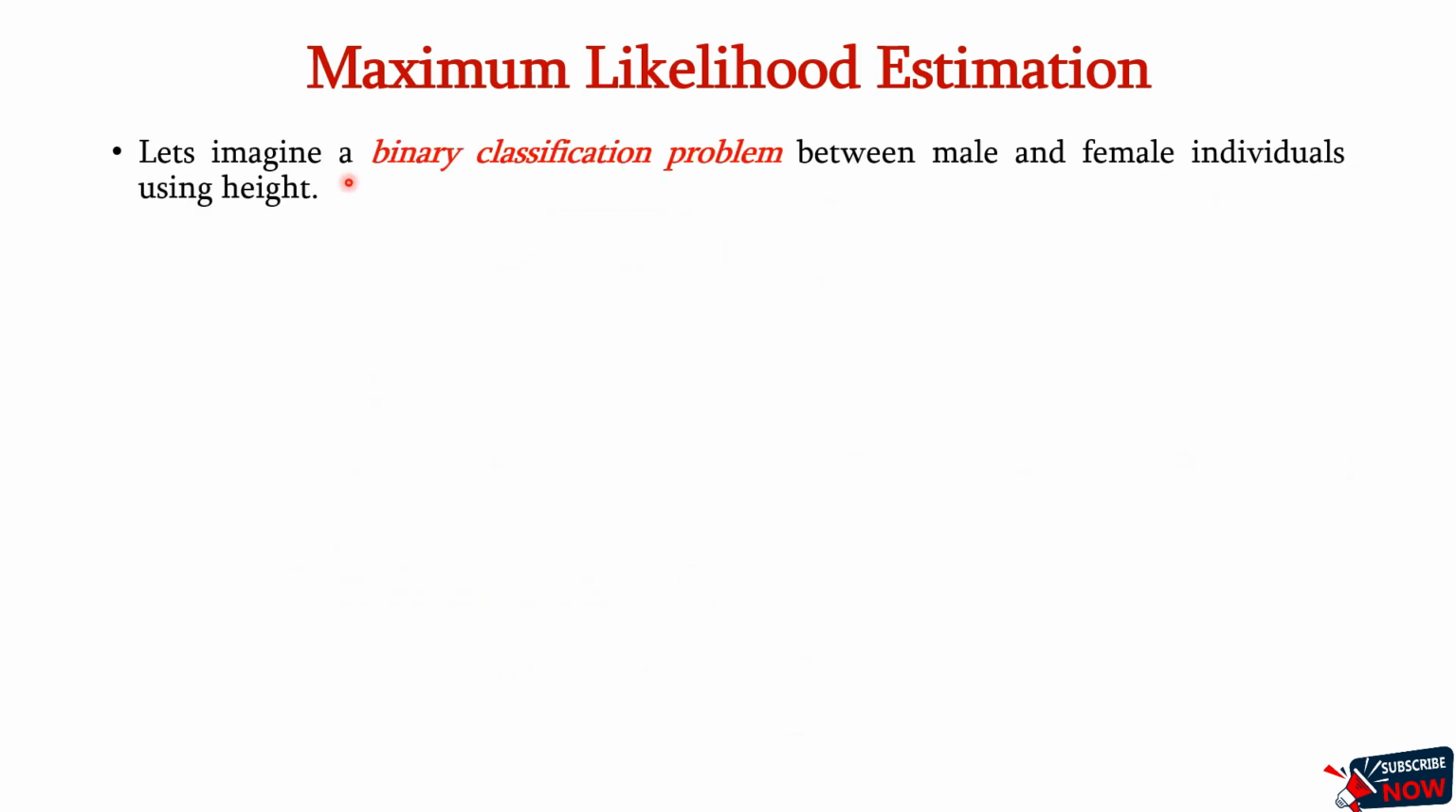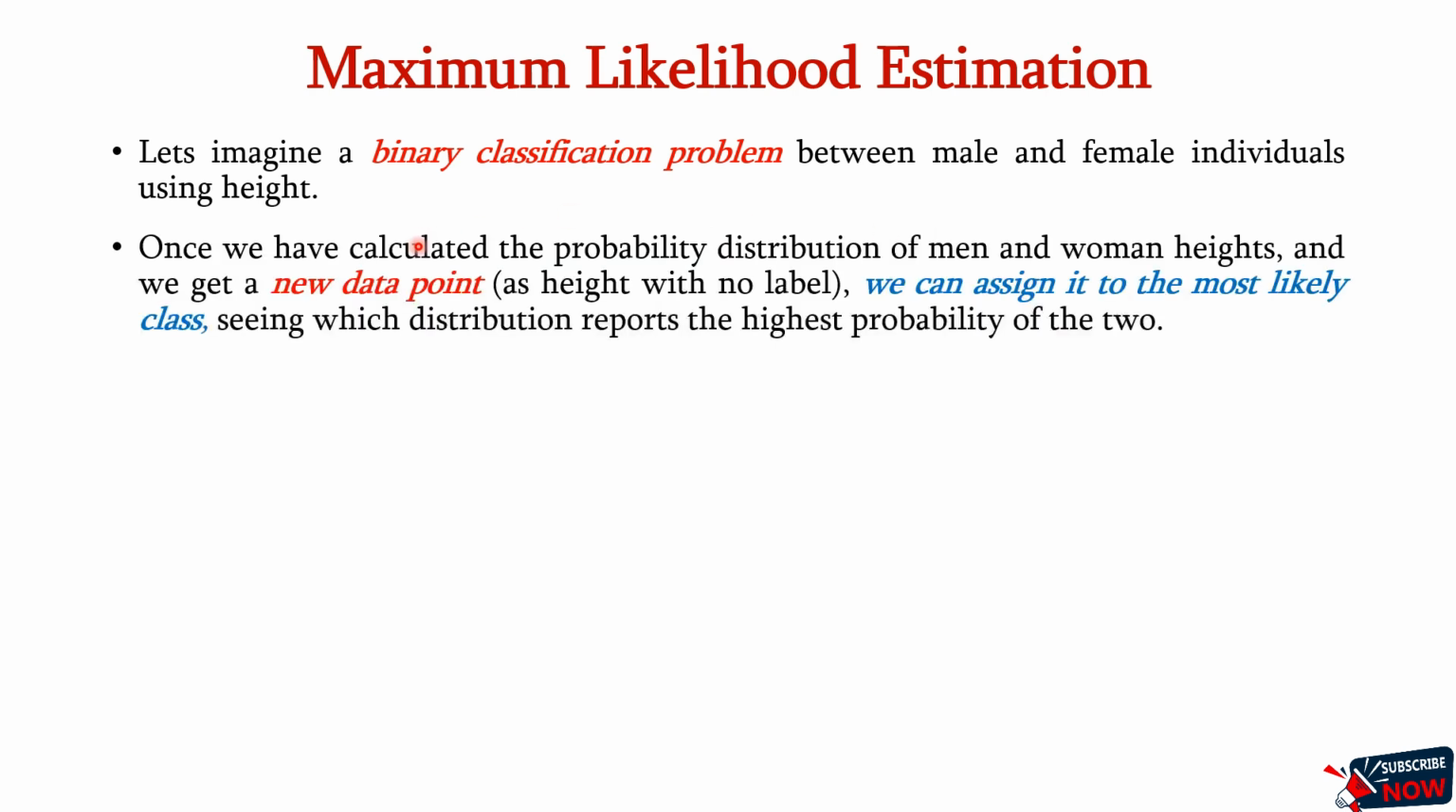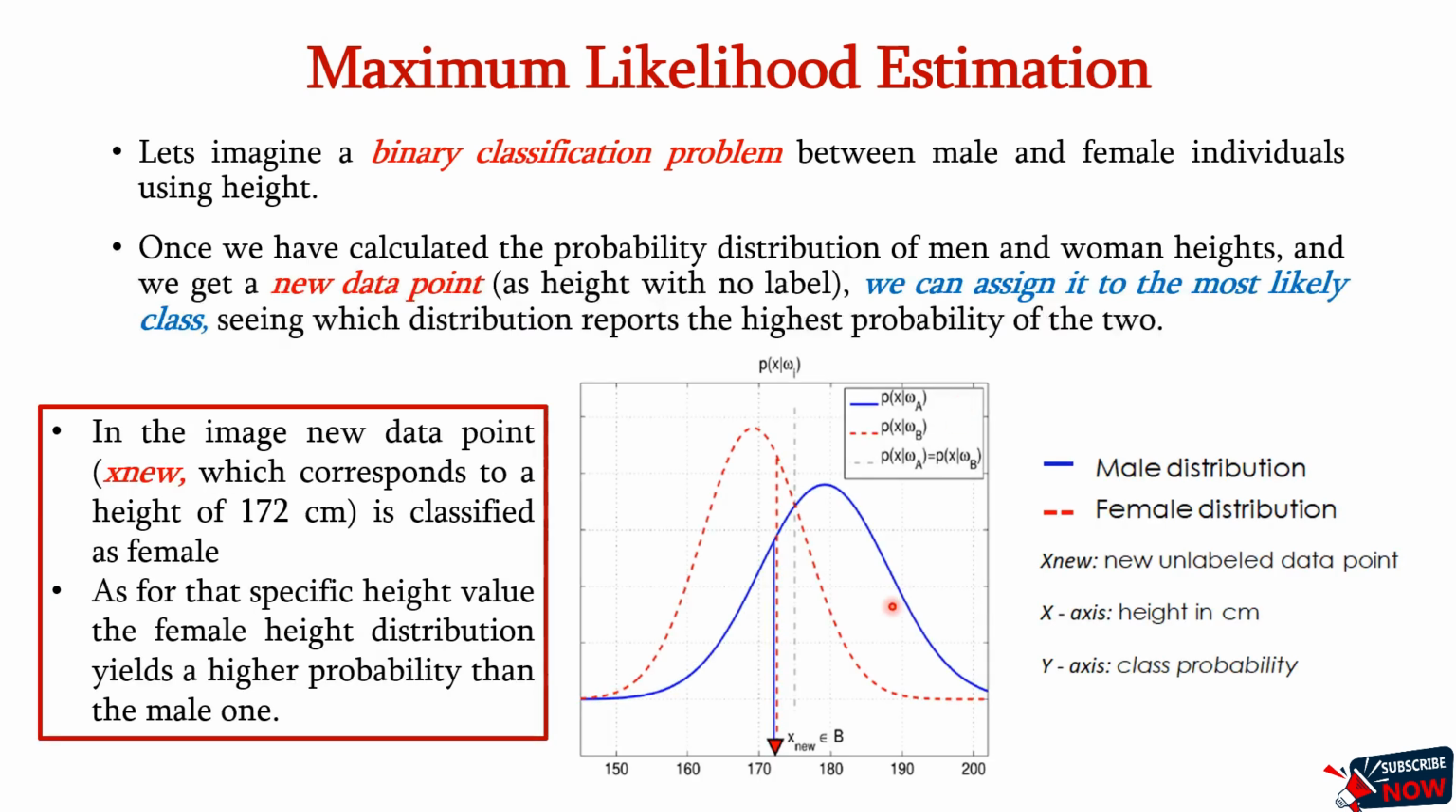Now let us imagine a binary classification problem between male and female individuals using height. Once we have calculated the probability distributions of men's and women's heights and we get a new point with a height but no label, we can assign it to the most likely class, seeing which distribution reports the highest probability of the two. For example, consider this image.